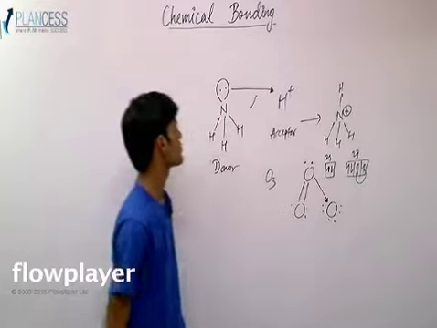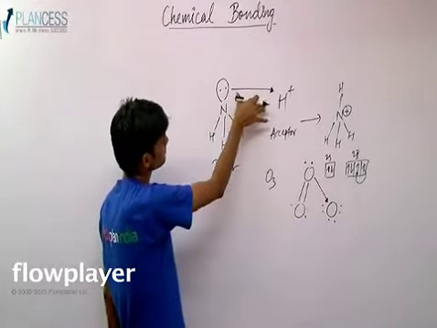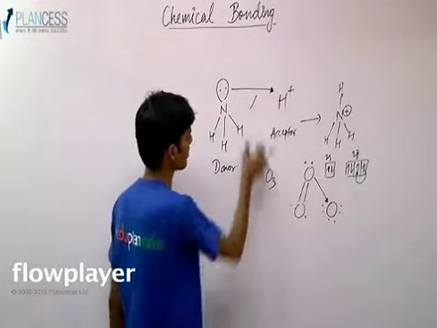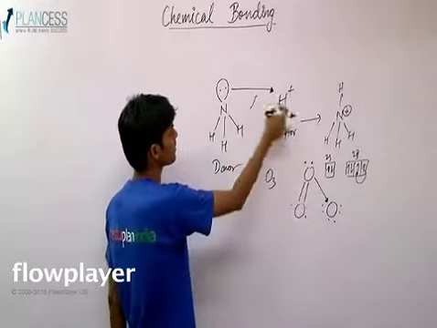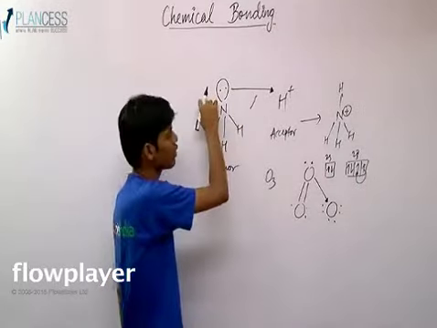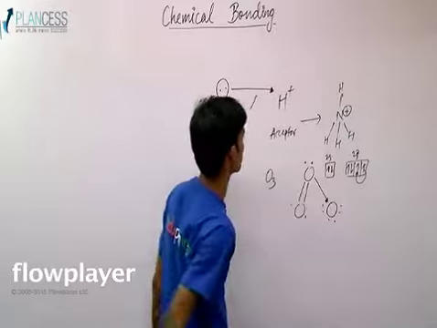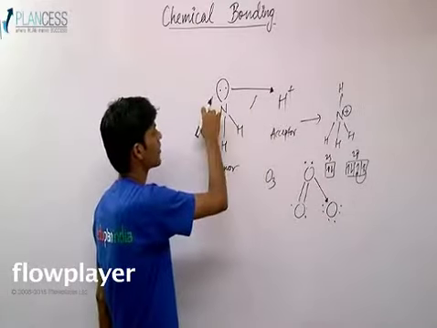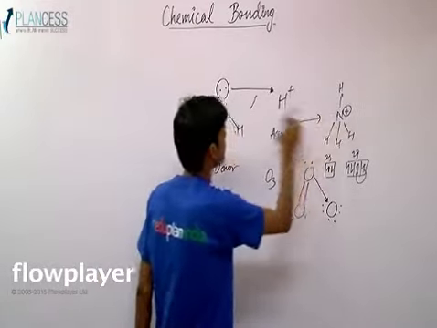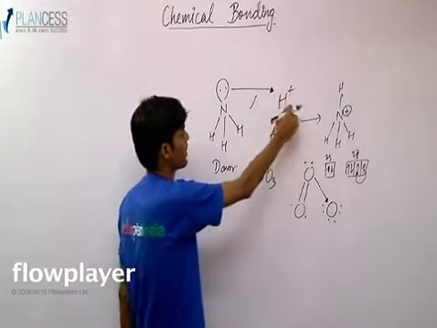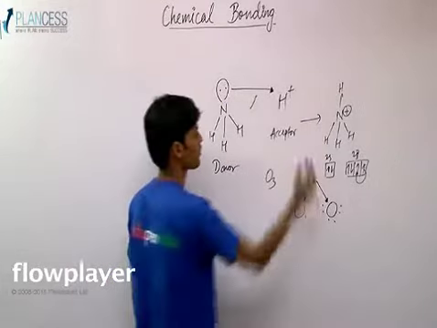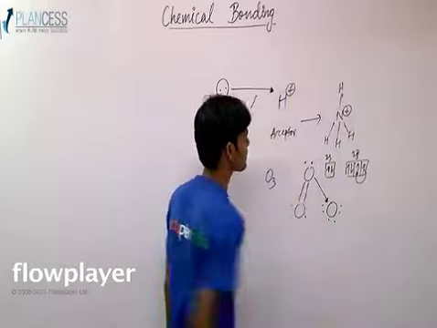2 lone pairs. Sometimes this coordinate bond is replaced by a positive sign on the donor and a negative sign on the acceptor. So in that case, the positive charge comes to the donor, and when you put the negative on the acceptor, it cancels the positive charge which was originally there, and it becomes neutral.